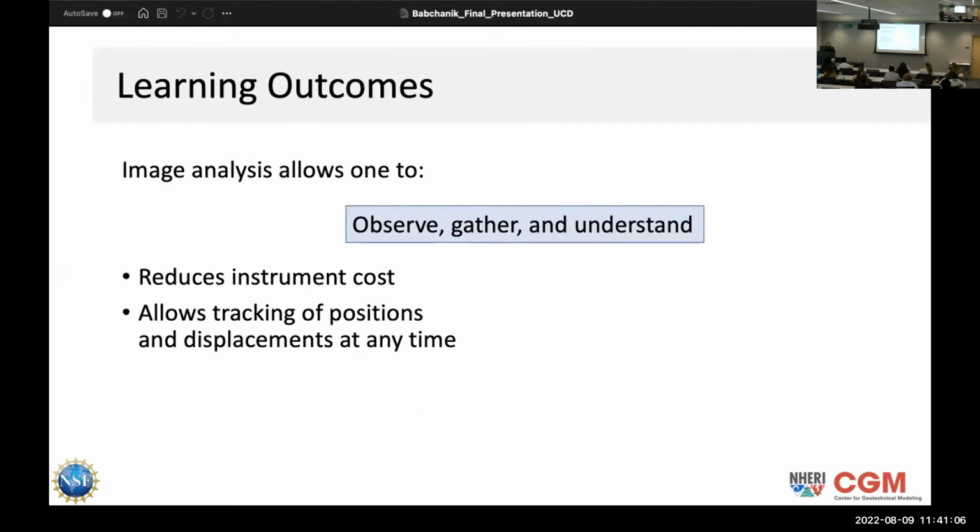So, learning outcomes. Image analysis allows us to observe, gather, and understand natural hazards such as slope failure, dam failure, landslides, etc. Using cameras also reduces the cost of other materials, and image analysis is very useful to us because we can track positions and displacements at any time.